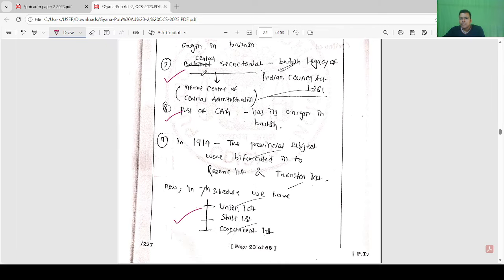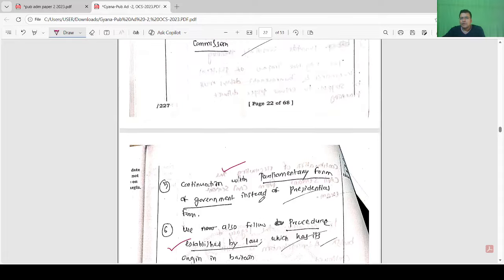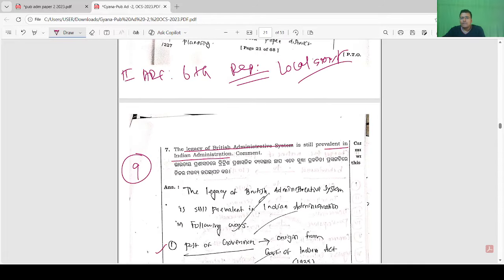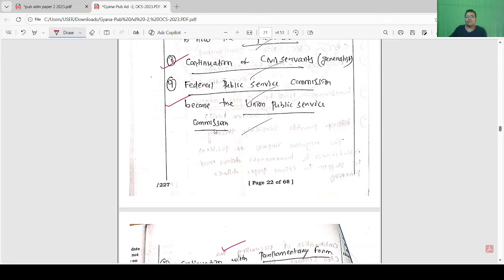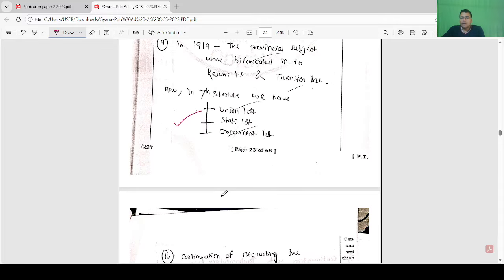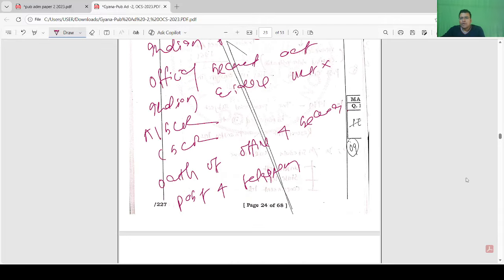These are legacies of the British administrative system, and also local government or municipal administration. If some points had been added, he would have got 12. Instead of 9, he would have got 11 marks.